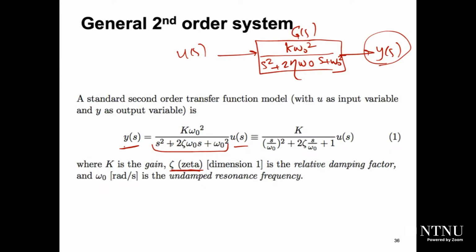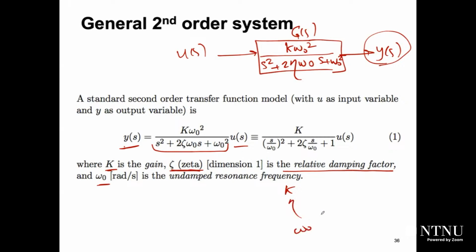When you have a transfer function, you need to compare it with a general form and try to find the parameters by comparison. You can find the value of k, which is the gain; zeta, which is the relative damping factor; and omega naught, which is the undamped resonance frequency, in radians per second. So you need to find those three parameters: k, zeta, and omega naught.